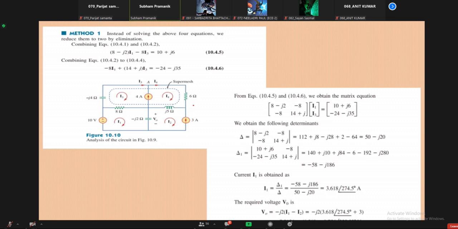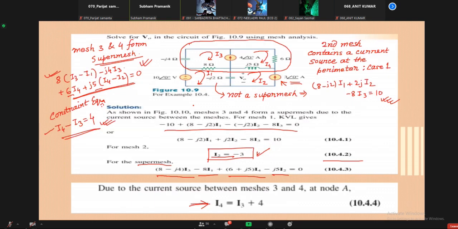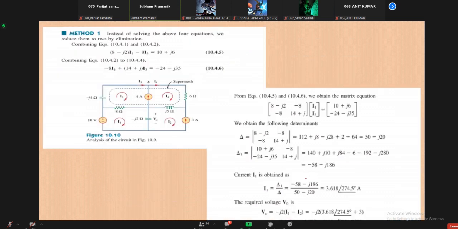And then probably the question was: solve for V0, this voltage. So to obtain V0, you require both I1 and I2. That has been solved here. I shall provide this PPT, you can check this. Though it has been taken from a standard book, so it is obvious that the answer is correct. You just need to understand the method.